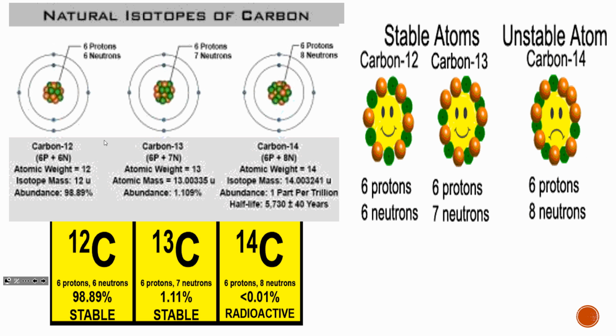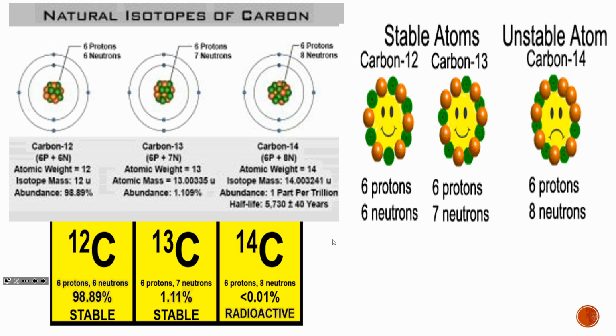There are many different isotopes of carbon. Some are stable, some are not. Radioactive carbon-14 we use to date things. And you can see the difference. The protons are the same, the electrons would be the same, but the neutrons are changing.